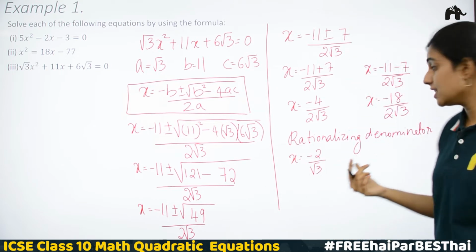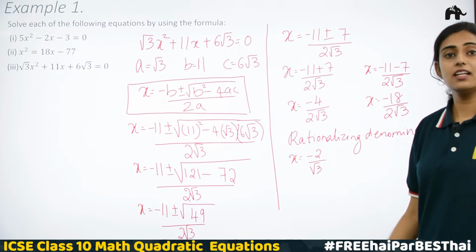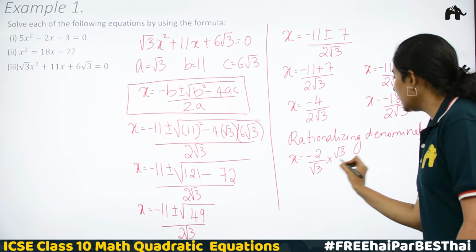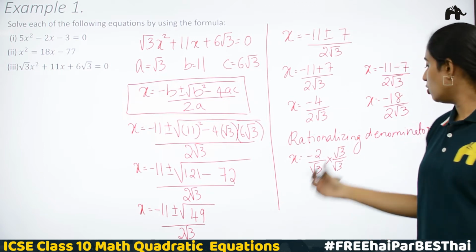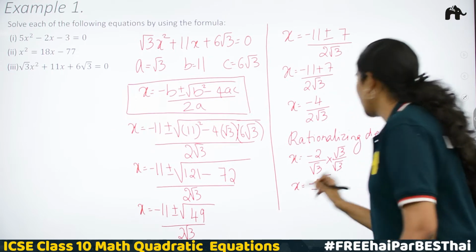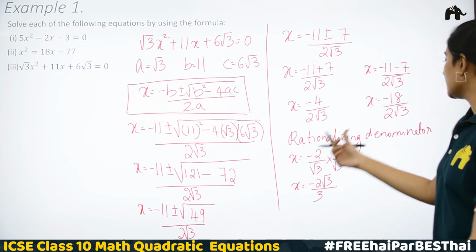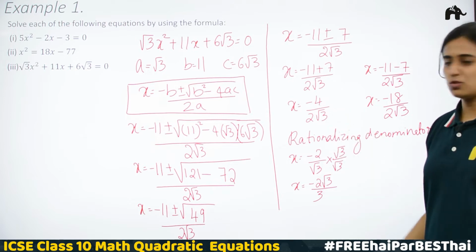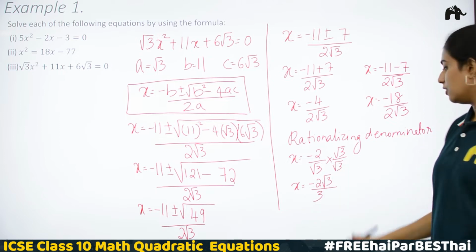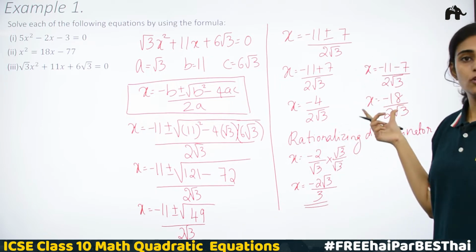When I rationalize the denominator, I will be multiplying and dividing with the term in the denominator. That is here, multiply with root 3, divide with root 3. Then what do you get? In the numerator, it will be minus 2 root 3 divided by root 3 into root 3, that is 3. We are rationalizing the denominator just to remove this root and to bring it to a form where we don't have any root in the denominator. Now this is our first root. Similar thing we'll do for the second root.